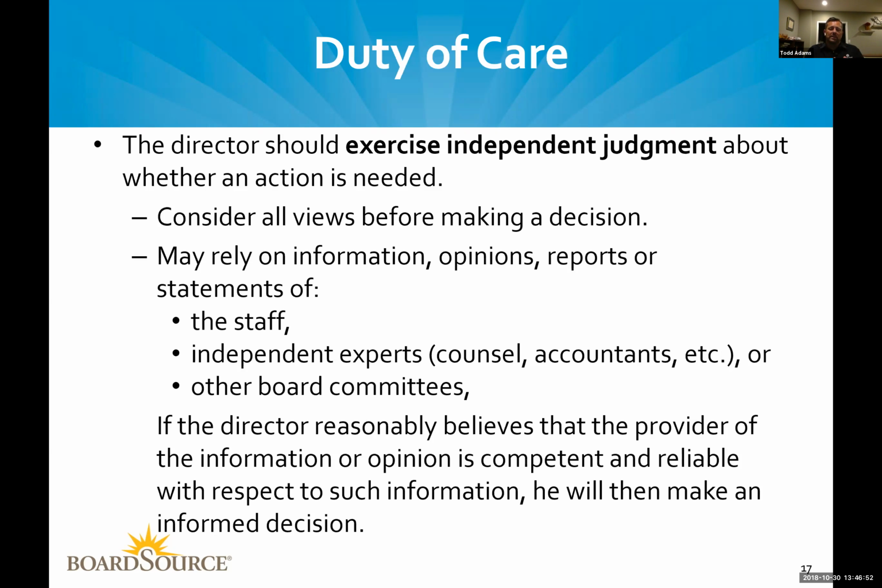So I'm not approving this because the CEO or the executive director told me I need to. I'm approving it because it's right. I've reviewed it. I understand it. Keyword there: I understand it. And I've had a chance to make an independent decision and consult with other people if I need to.